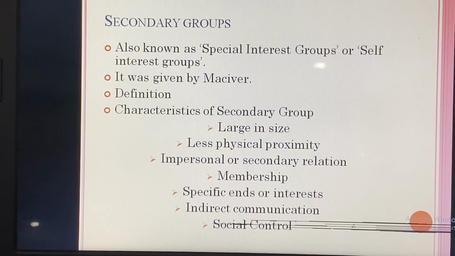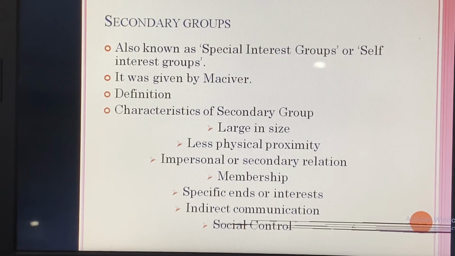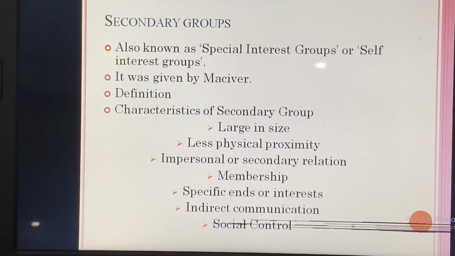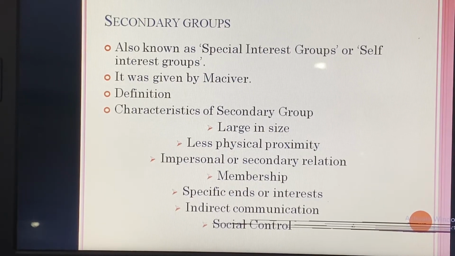The concept of secondary groups was given by McIver, and there are a few definitions. One says that groups which provide experience lacking in intimacy can be called secondary groups. So the purpose of the secondary group is that they provide us with some experience, we can learn from them, and they lack intimacy. And what is intimacy? That is closeness.